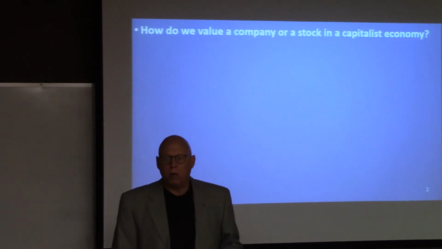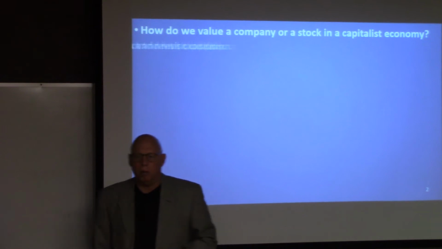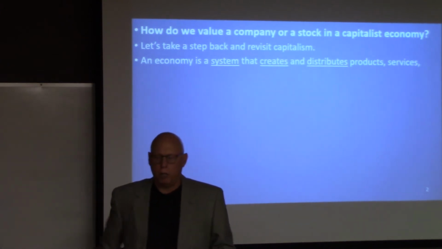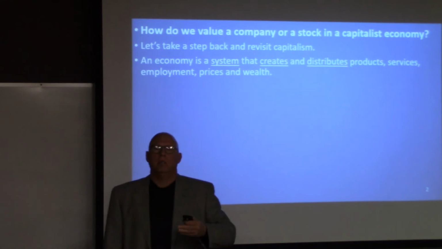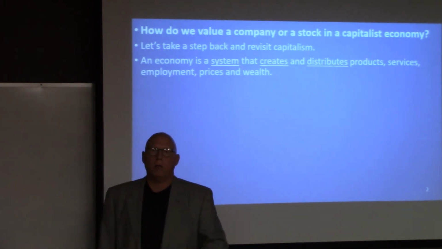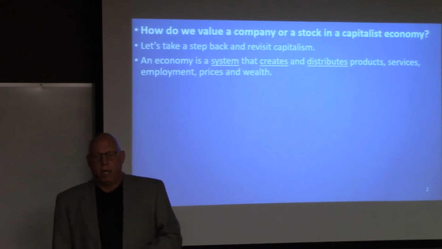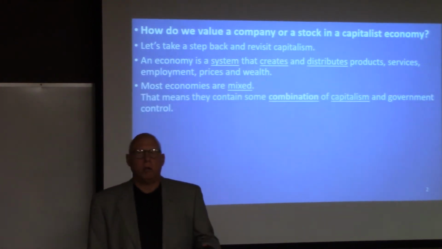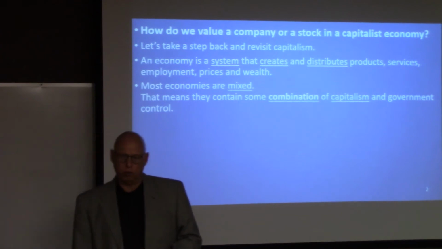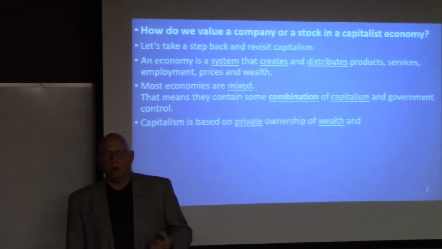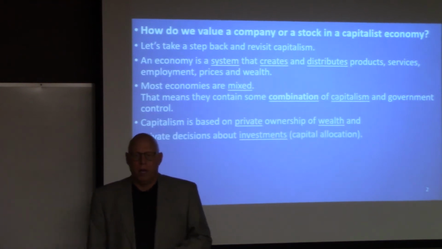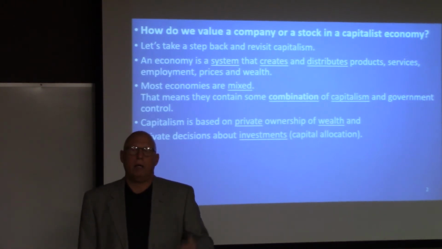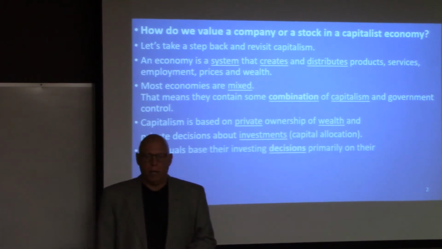So let's move on. How do we value a company or a stock in a capitalist economy? Let's take a step back and revisit capitalism. An economy is a system that creates and distributes products and services, employment, prices, and wealth. So all these things that are so important to our lives are determined by an economic system. Most economies are mixed. That means they contain some combination of capitalism and government control. Capitalism is based on private ownership of wealth and private decisions about investments, which is capital allocation, how to allocate the capital that a country or a system has.